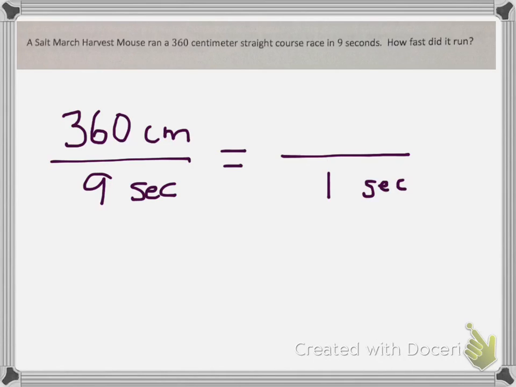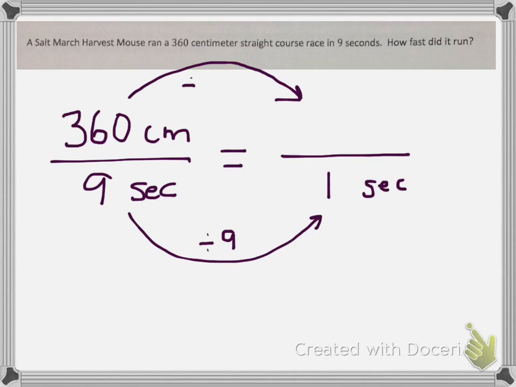In order to do that, I need to find out how 9 changes into the 1. And in this case, we would have to divide by 9. 9 divided by 9 is 1. So if I divide the denominator by 9, I would also have to divide the numerator by 9. And 360 divided by 9 is 40 centimeters. So now I know that the rate that the mouse is moving at is 40 centimeters per second. I used equivalent ratio ideas to find this.